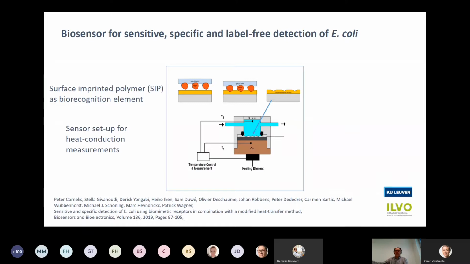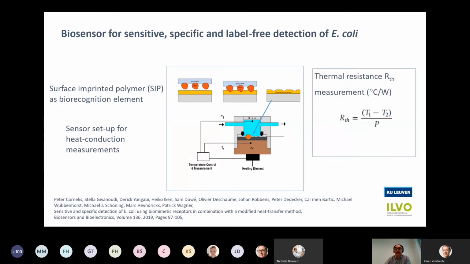Now, if a sample passes the flow cell, and if E. coli is present in this sample, then the E. coli cell will be recognized by the SIP, and this recognition will cause an increase in the thermal resistance in the interface of the solid with the liquid. And because of this increase in thermal resistance, the T2 temperature in the flow cell will drop. So what this biosensor is measuring is the increase in thermal resistance, or Rth.